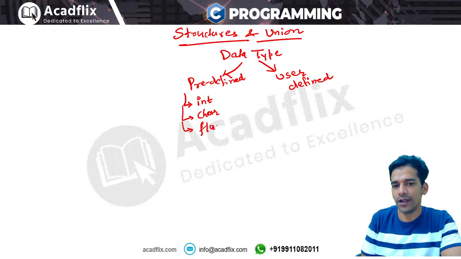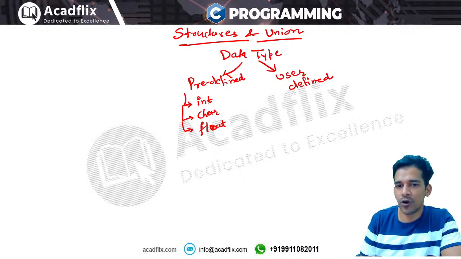You use float and long also. Others are derived data types, for example unsigned integer, signed integer, short integer, character, float. All these are the basic, predefined data types. That means the definition of these data types is already written by the C programmers, those who developed the C programming language. They already defined the meaning of all these data types.